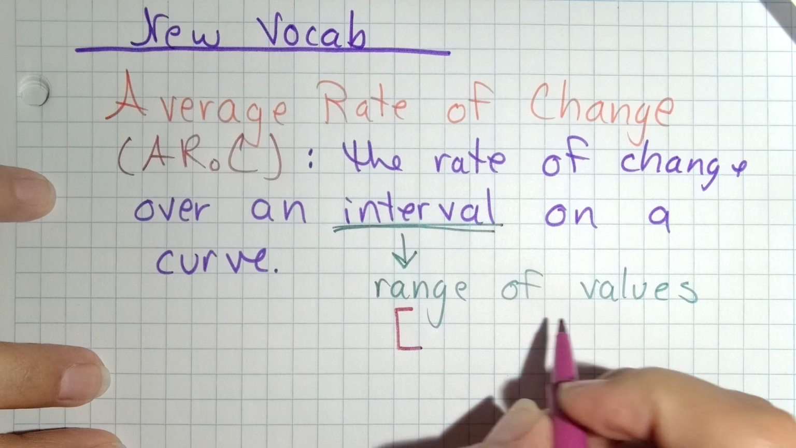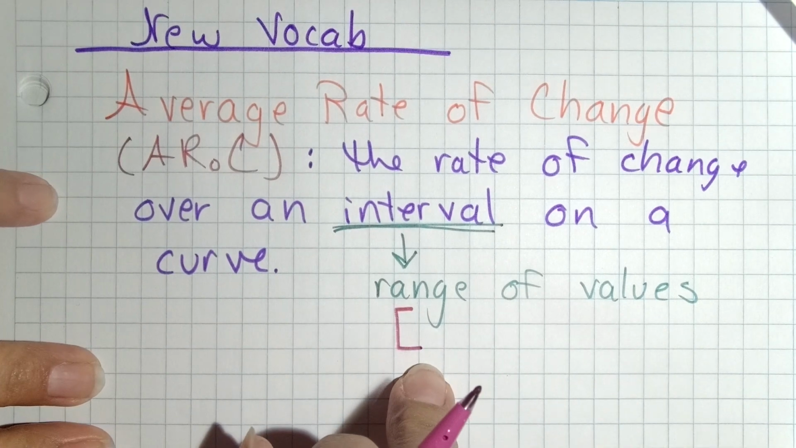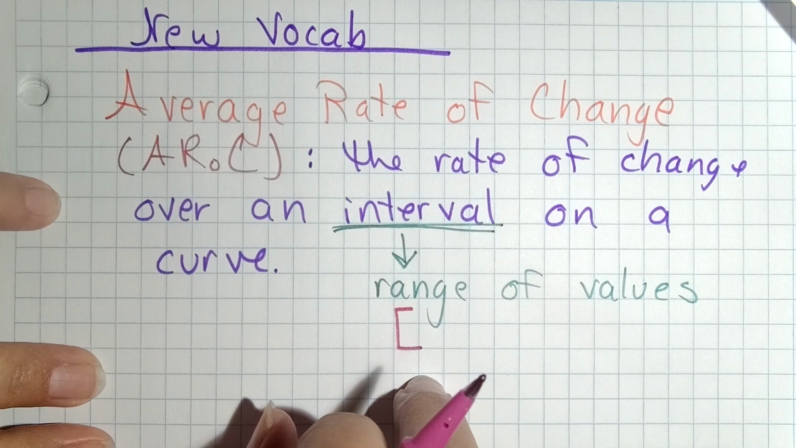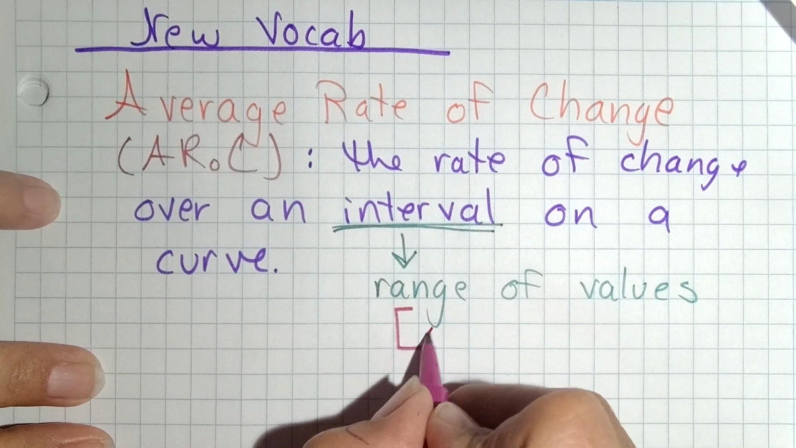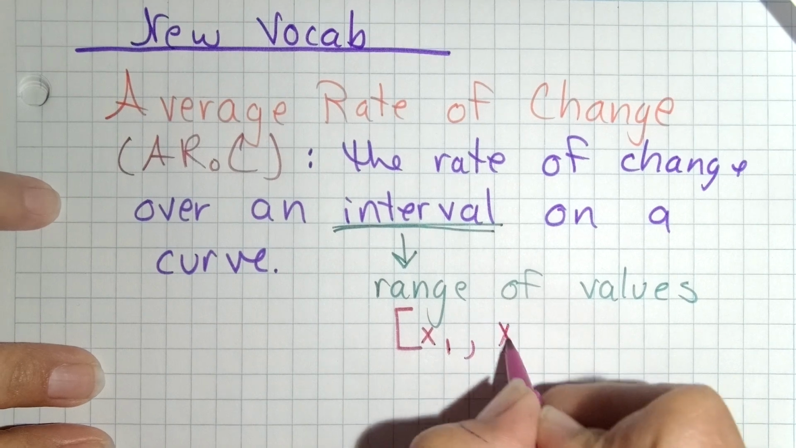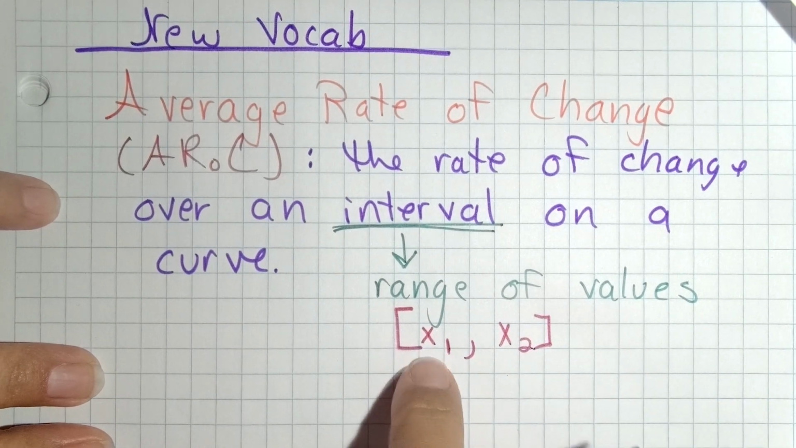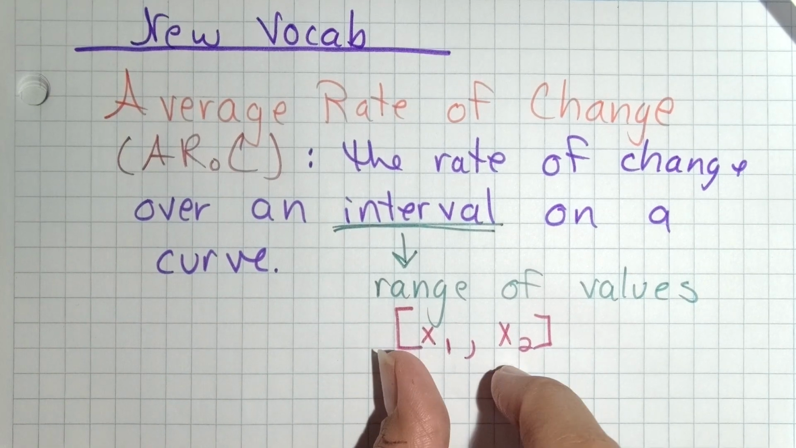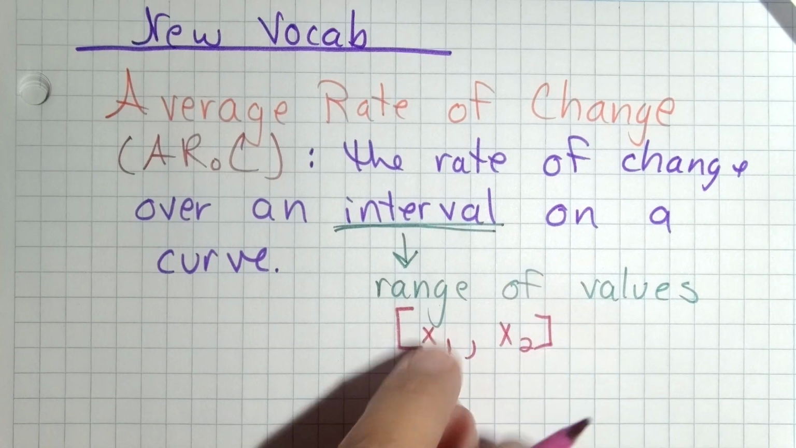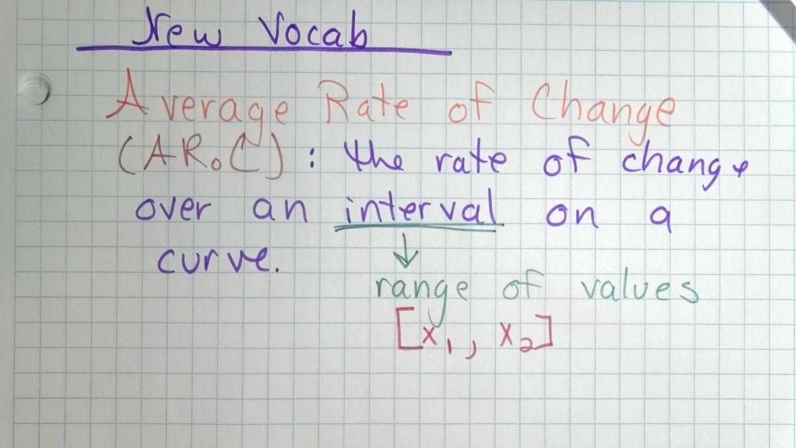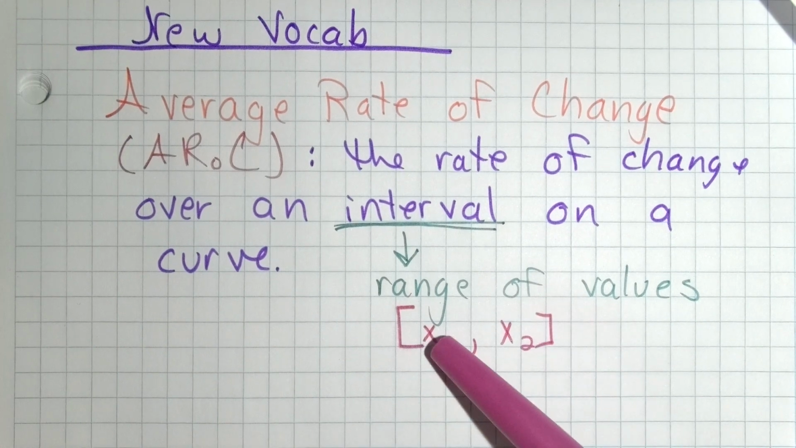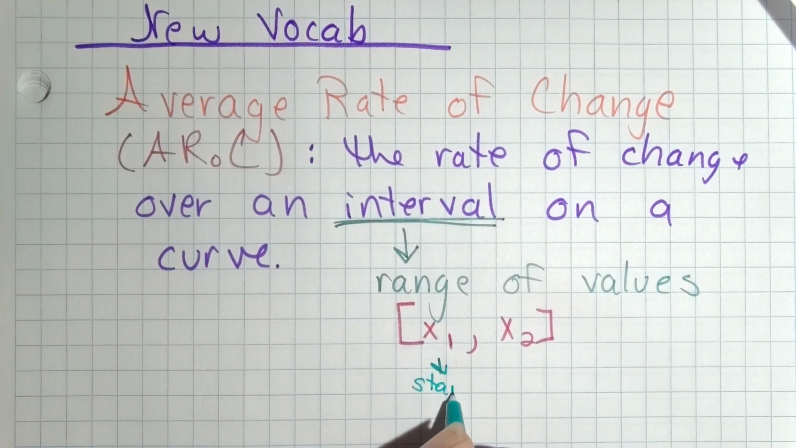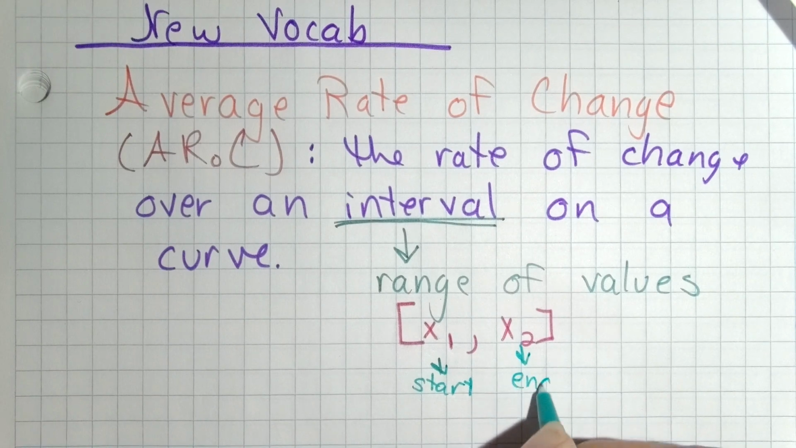It is denoted by brackets, not parentheses. So when you see brackets, that is an interval, meaning that it's going to go from one point to another. We're going to go from x1 to x2. That is what an interval is, a range of values, and you're going to know it because of the brackets. This is your starting point, and this is your ending point. The start and end.